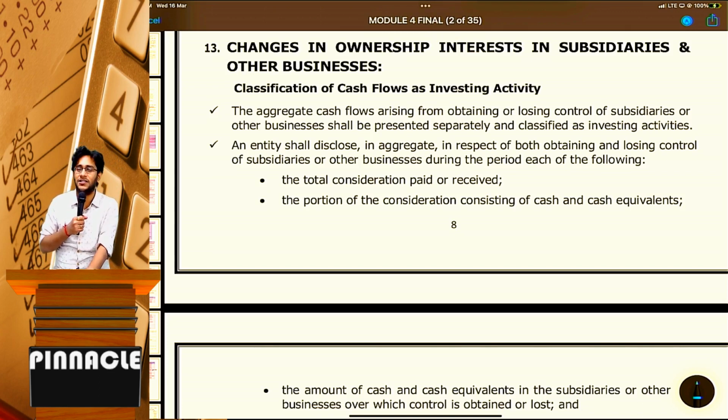Tell me, purchase of investment, which activity? Investing activity. Purchase of investment in subsidiary, which activity? Still investing activity only. Now, when you buy investment in subsidiary, you will pay some consideration, no? What will the consideration be?